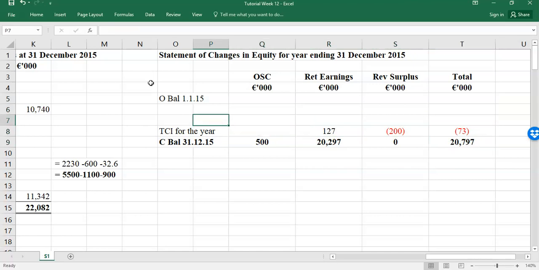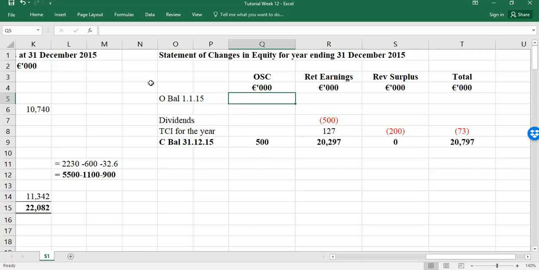The other ones you could have is a share issue. We don't have that here, but we do have dividends. And dividends are a minus 500 to retained earnings. Right, so all of this we've done before. There's no new accounting in the statement of change in equity. It's just presentation. We don't have any IAS 8 change in accounting policy or prior period error, so we don't need to restate the opening balances.